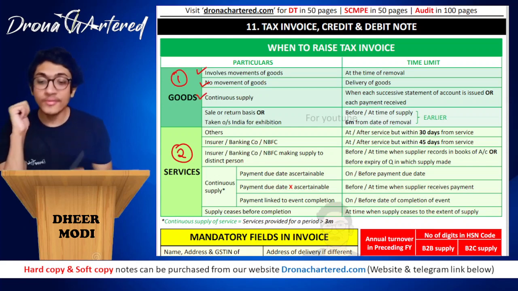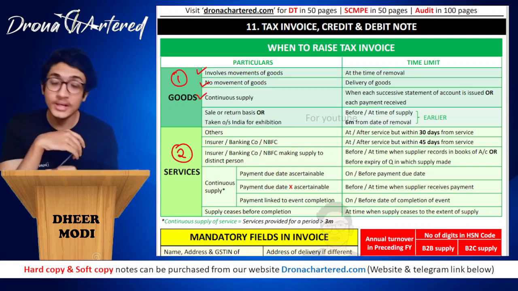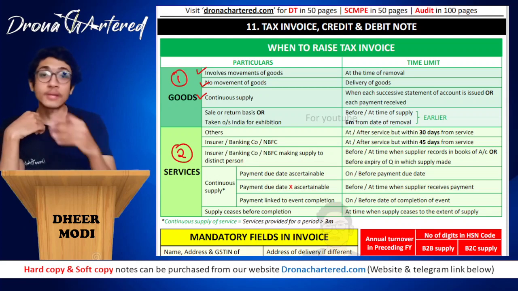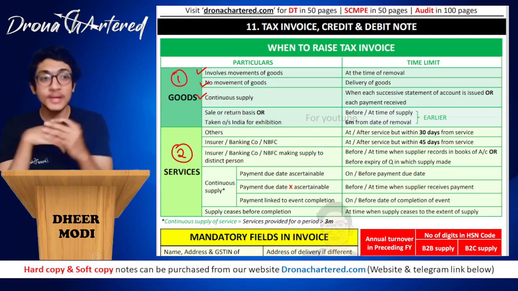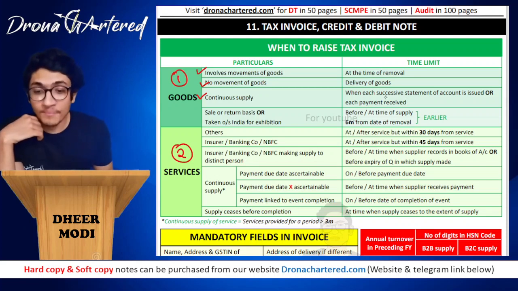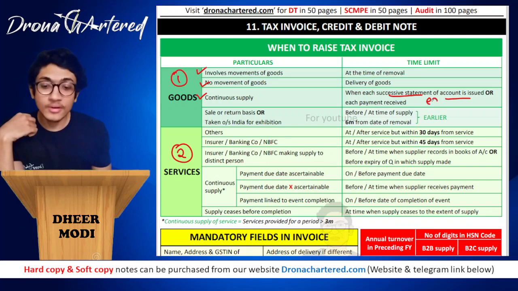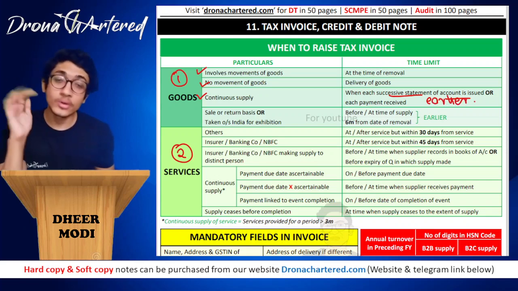If it is a case of continuous supply, then in such a case, that means there is no one point of time when the supply is made. This is made over a period of time. Then when each successive statement of account is issued, or when each payment is received, whichever is earlier. Of course, whenever there are two, it is whichever is earlier.